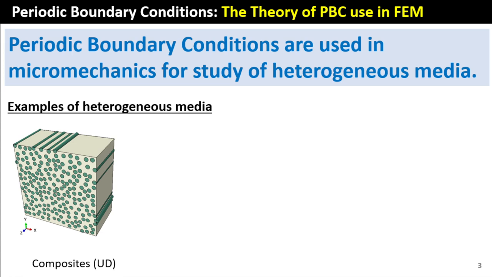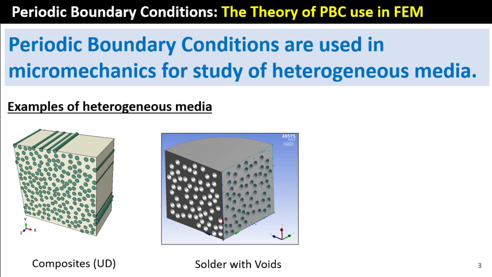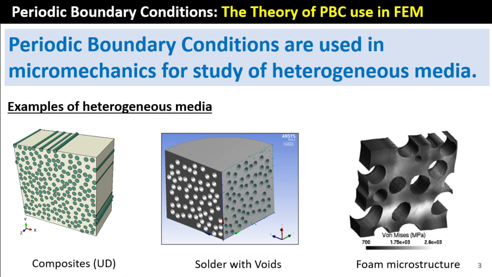Another example is a solder material that you find in microchip devices. When they have voids in them, the voids can be quite random. Essentially, spherical voids distributed randomly within the microstructure. And so if you want to model at that scale, it makes sense to use a periodic boundary condition to represent that. And then the final example here is something I've taken from a paper, which is foam structure.